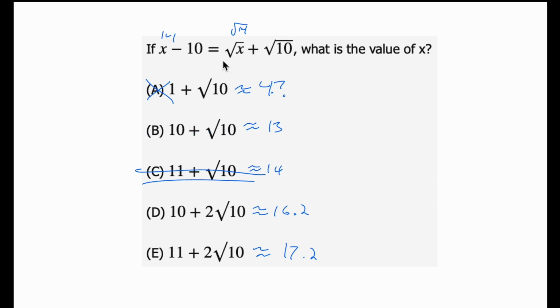Let me actually just get rid of these things here first. So these are probably out. And then if you try, let's say choice D, right, 16.2, or about 16. So you minus 16 or minus 10 from that, you're going to get about 6. And square root of 16 is 4.